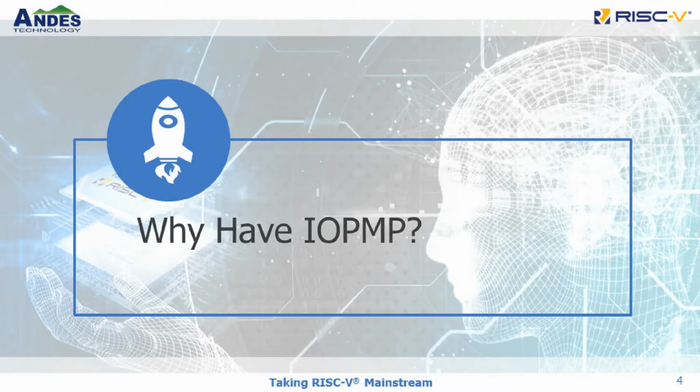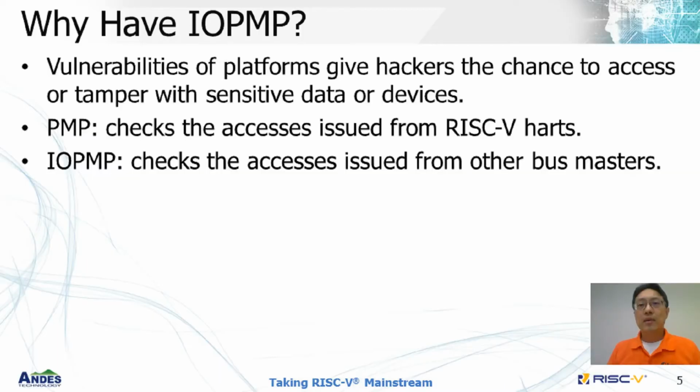So, why do we need IOPMP? Platform vulnerabilities give hackers a chance to access sensitive data or devices. Therefore, people try to define access rules to control every transaction on a platform in a hardware manner. For the RISC-V hart, we have PMP to define the rules to check transactions issued from it. For the rest of the bus masters, such as DMA, IOPMP is in charge of checking the transactions issued from them.